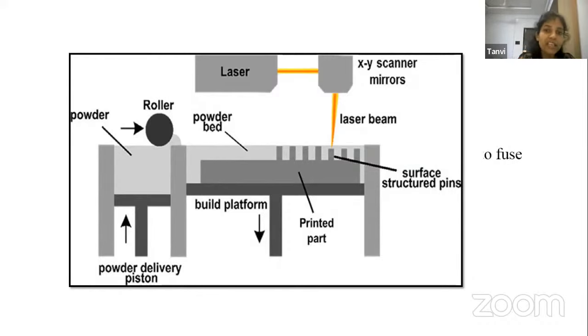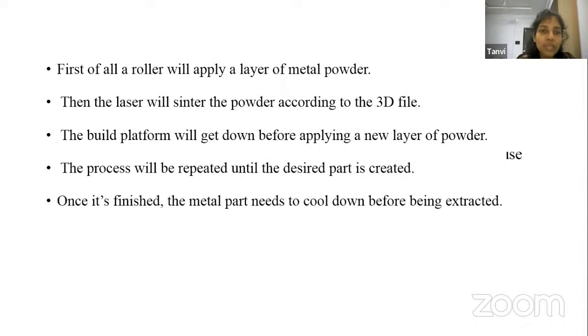This is an additive technique. It will create the framework step by step, and the framework formed is so precise that one time it creates a layer only 20 micrometers thick. So step by step it keeps on creating, and hence we get the final framework design. First of all, the roller will apply a layer of metal powder. Then the laser will sinter the powder according to the file received, that is, the design of the framework. The build platform will go down before applying a new layer of powder. The process is repeated until the desired part is created. Once it is finished, the metal parts need to be cooled before being extracted. And this is how we get, by additive technology, the final framework.